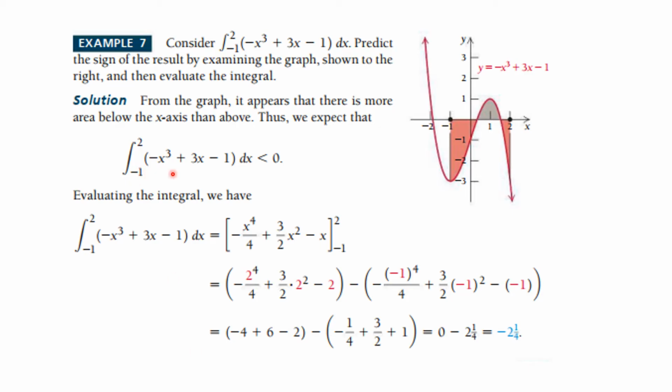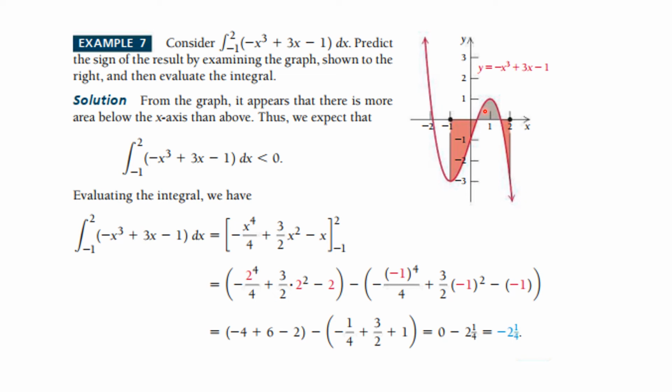Here's another example. So consider this function, and this is the definite integral from minus 1 to 2 of negative x cubed plus 3x minus 1 dx with respect to x. Now it looks like this, and again I'm just eyeballing this. This is the function, and we're going from minus 1 starting here to 2 over here. So you see it's negative here, it's positive here.